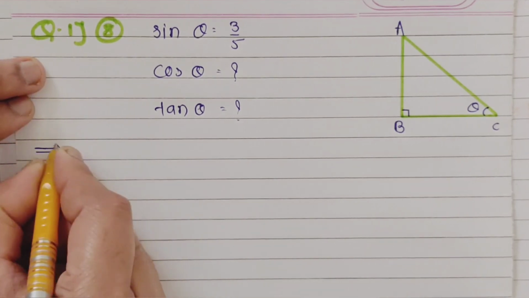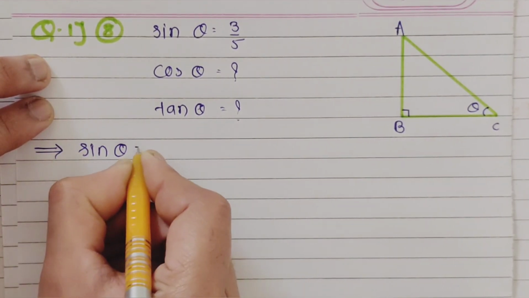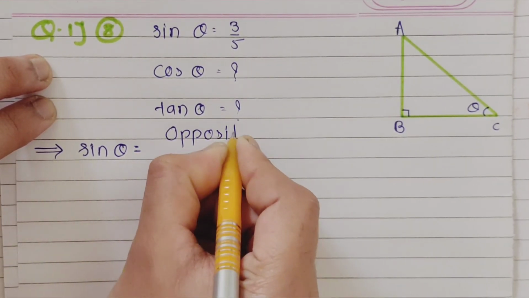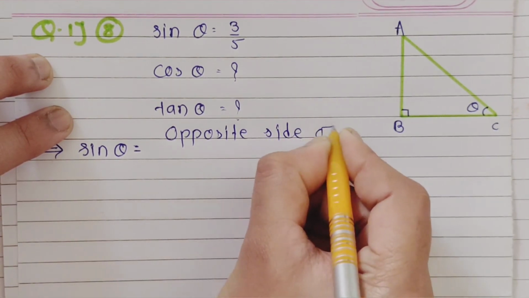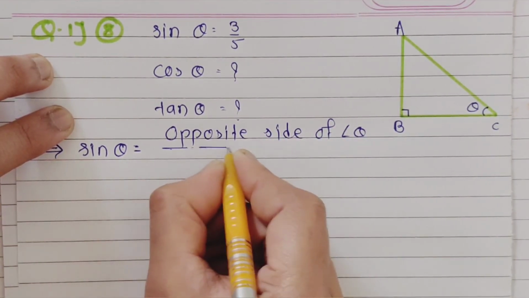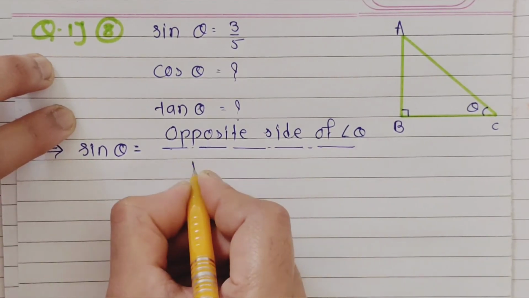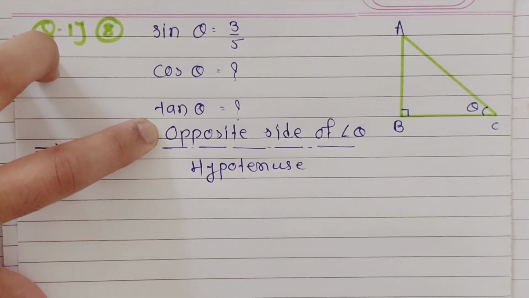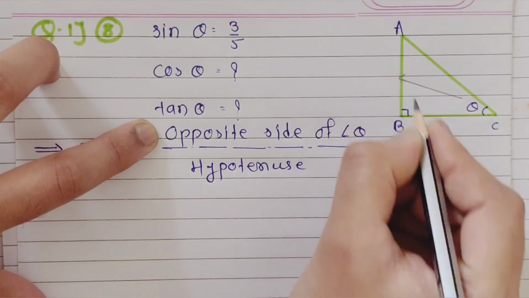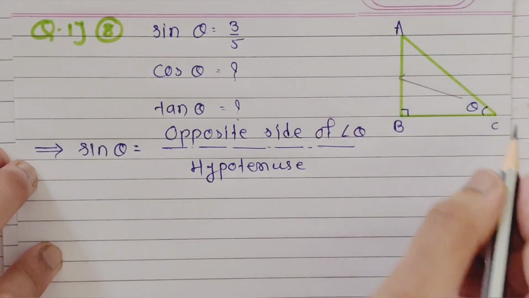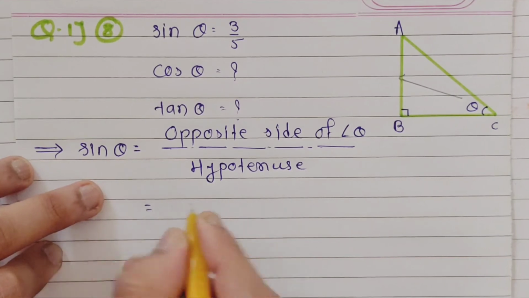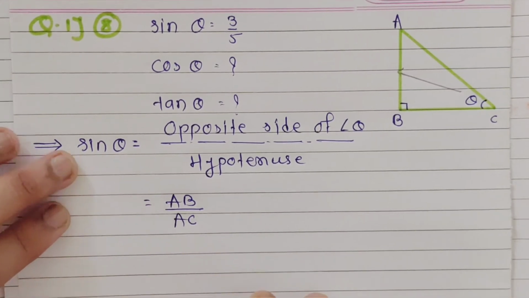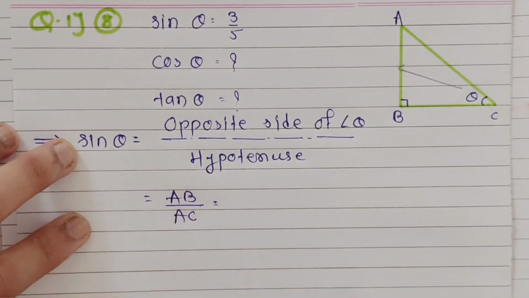So we can write sin theta. We know the ratio. Sin theta is equal to opposite side upon hypotenuse, the opposite side of angle theta upon hypotenuse. So the opposite side, see the figure, is nothing but AB and the hypotenuse is AC. Is it clear? So we can write opposite side, that means AB, upon hypotenuse, that means AC. So AB upon AC is equal to 3 upon 5.